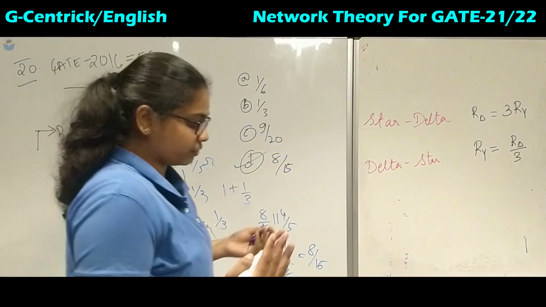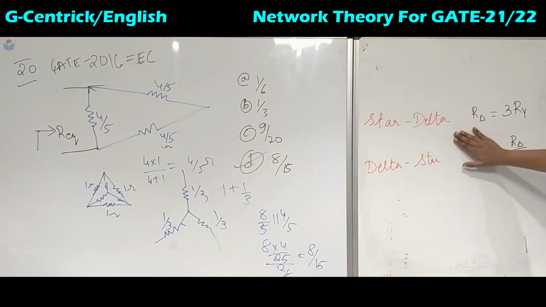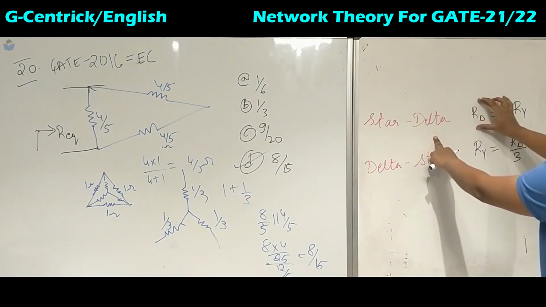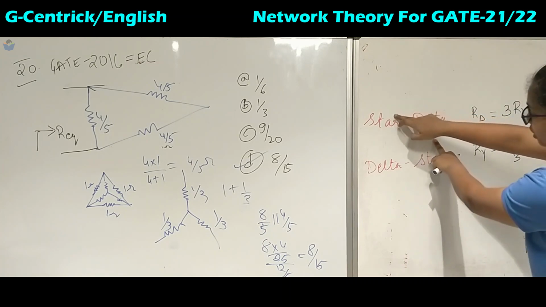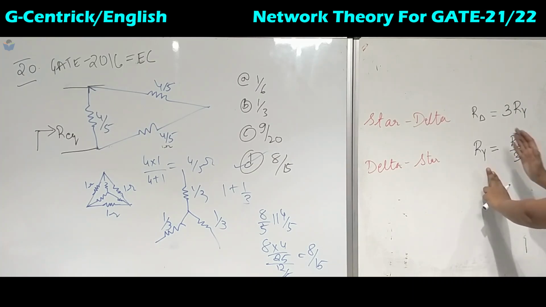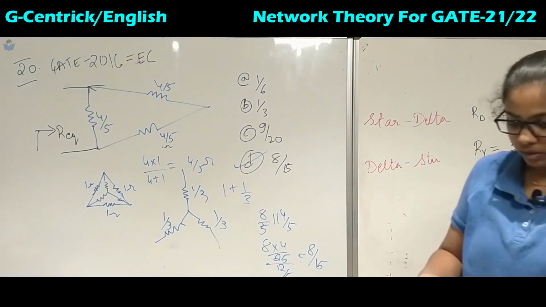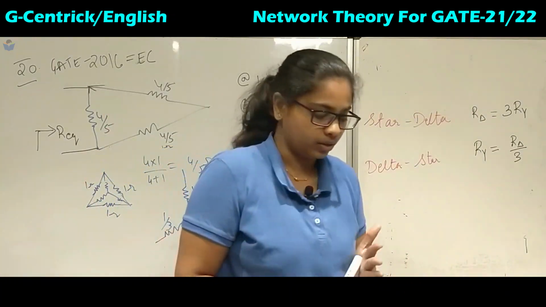So whenever we have given same value for each of the elements, we will use this formula. So star to delta. So we want delta, so we will write it as R delta and we have to convert it from star. So when we have to convert it from star, this delta value will be 3 times of that star value. Similarly, when we have to convert it into star, we will divide the value of delta by 3. Okay. So this completes the conversion of star to delta and delta to star.